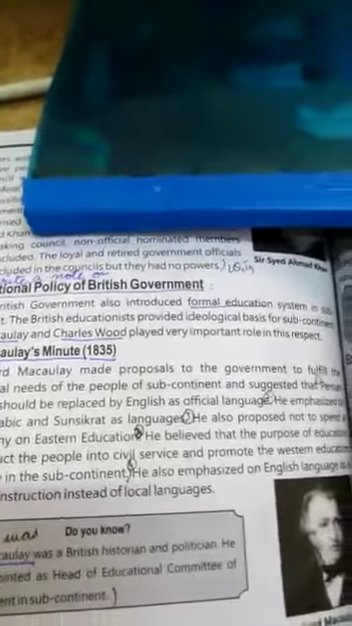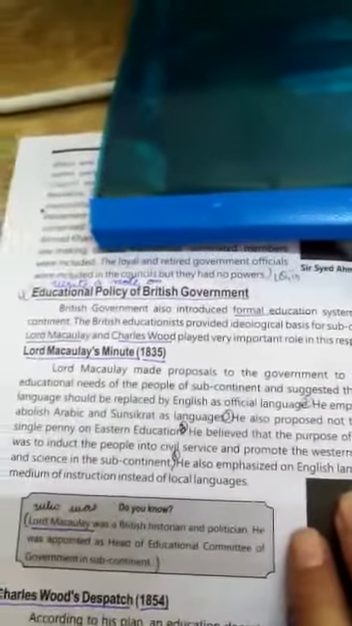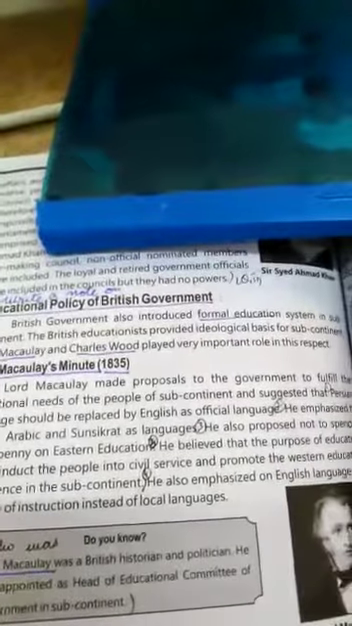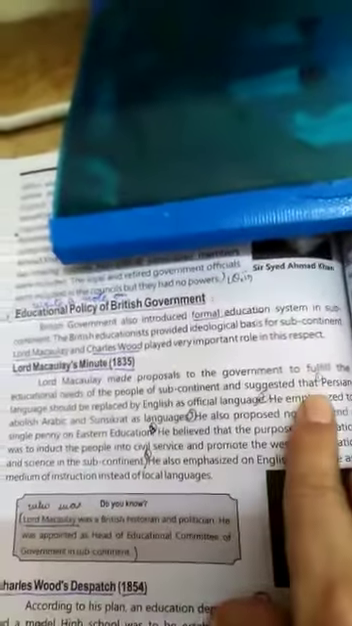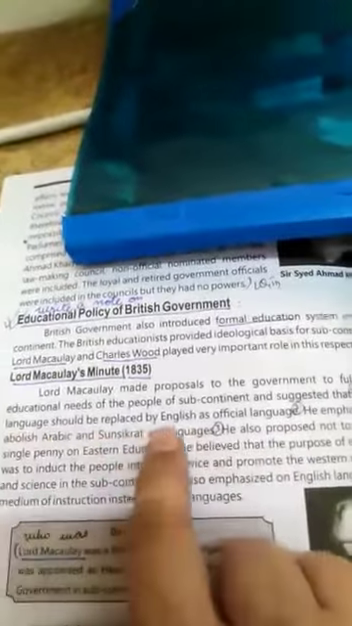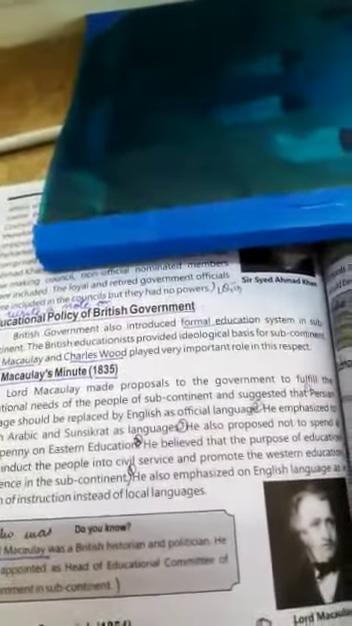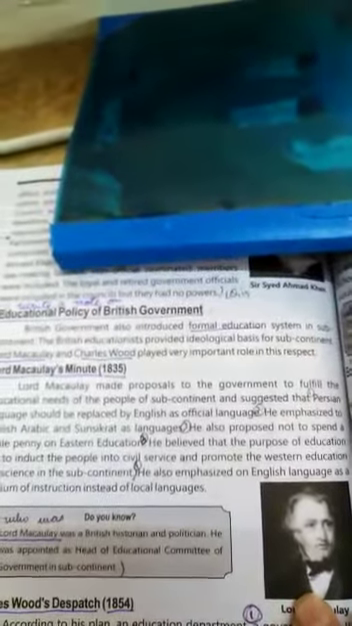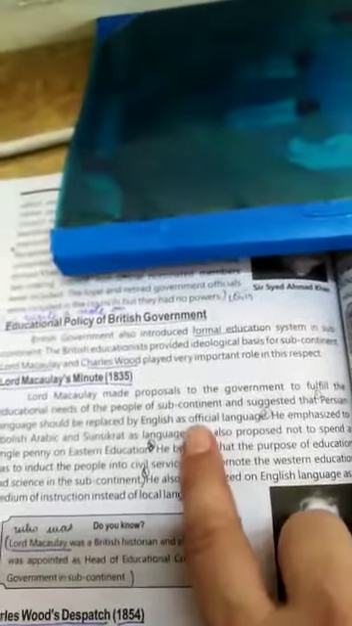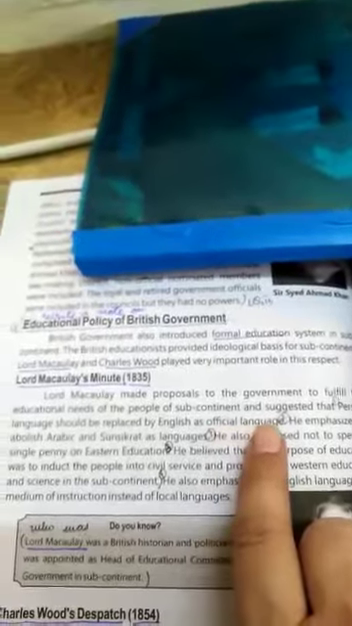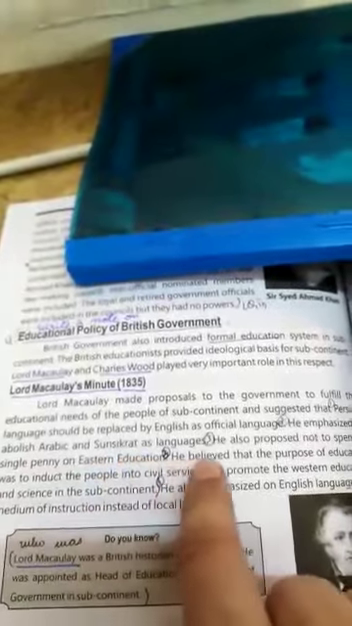Lord Macaulay made proposals to the government to fulfill the educational needs of the people of the subcontinent. He suggested four things. The first one: the Persian language should be replaced by English as the official language. At that time the local languages of the people were Persian, Arabic and Sanskrit. So Persian should be replaced by English as the official language, which means at that time the official language was Persian. Second, he emphasized abolishing Arabic and Sanskrit as languages.